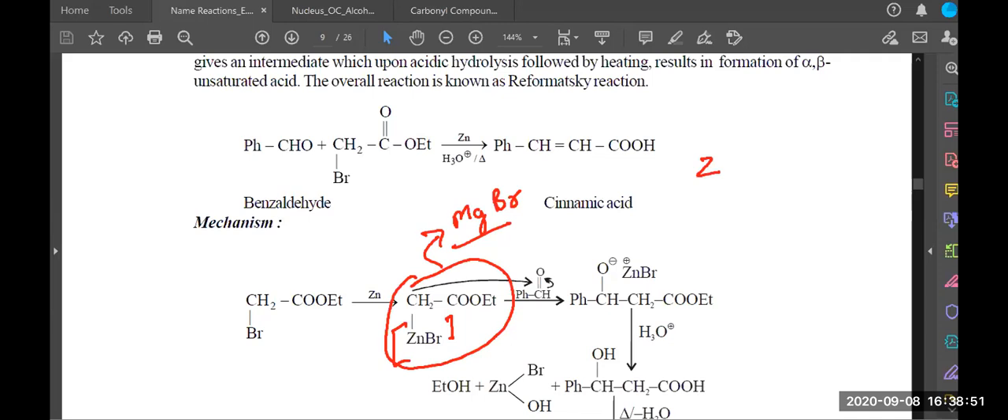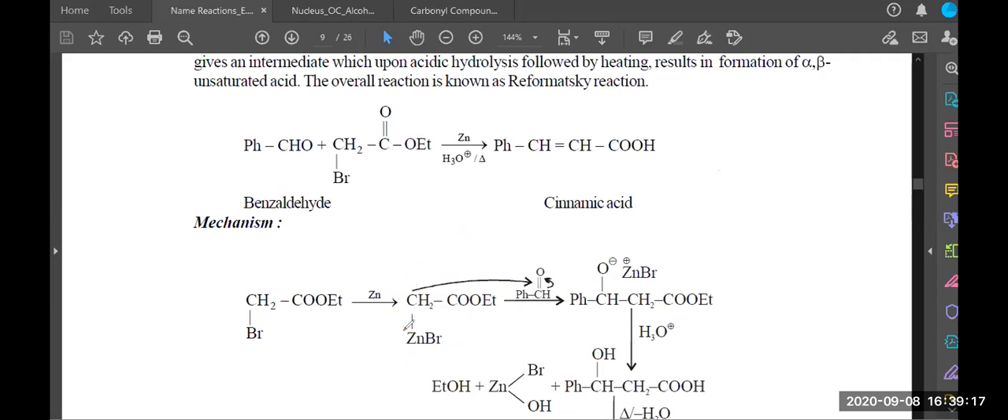I need to remove Br, not as Br minus, but Br plus. Okay? And there are two ways, right? Actually, there's one way: convert it into an organometallic compound. Got it, everyone? Now, do you think that we have studied each and everything in our normal class? I'm just linking those concepts.